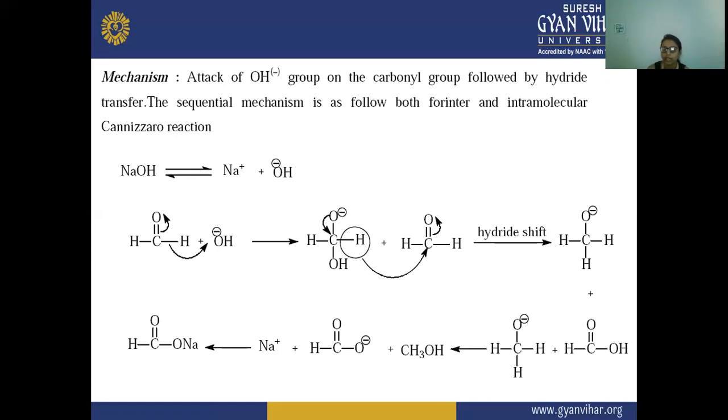After that, there is an acid and base reaction. From the carboxylic acid, from this OH, this H is removed, and the H reacts with this alcohol portion. So there is a formation of the alcohol, and the second product formed is the carboxylate ion. Then the sodium will react with the carboxylate, and there is a formation of the sodium salt of carboxylic acid, as well as your alcohol.